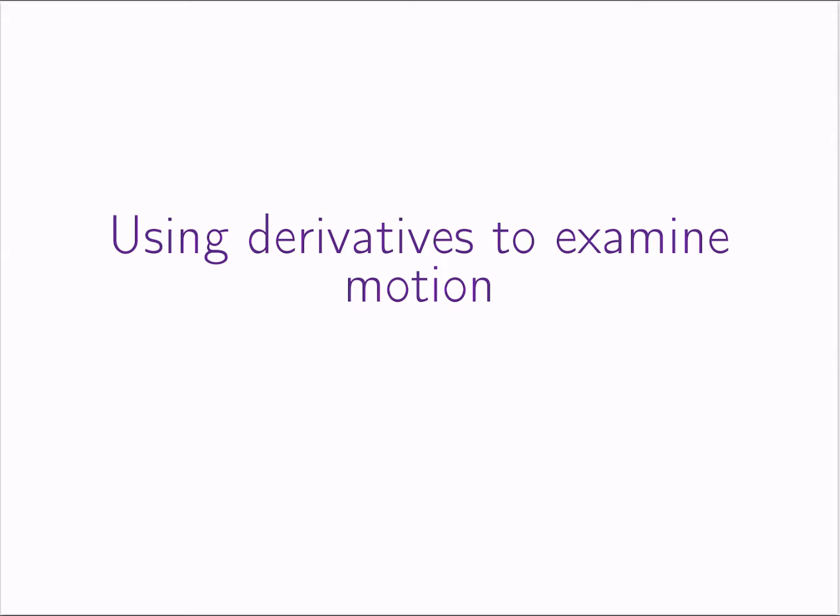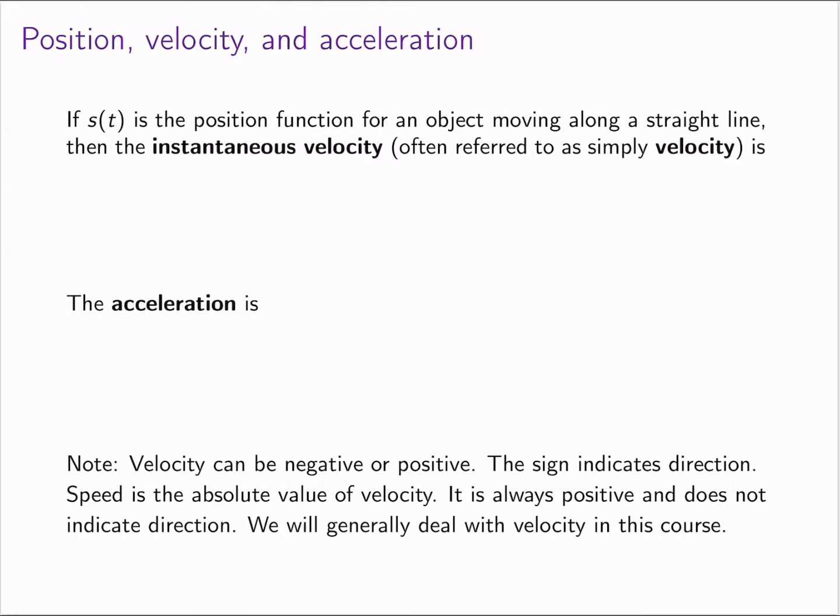This video is about using derivatives in an application situation, specifically to examine motion. So let's talk about position, velocity, and acceleration. If s of t is some position function for an object moving along a straight line, then our instantaneous velocity, often we just say velocity, is the derivative of that position function. So v of t is the derivative of position, that s of t.